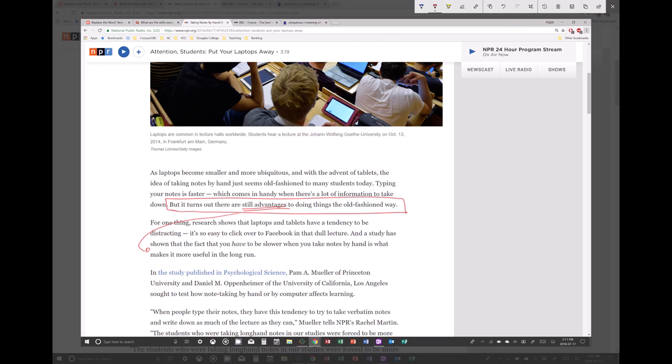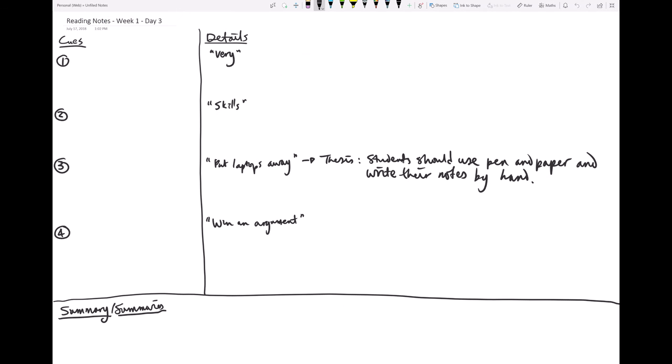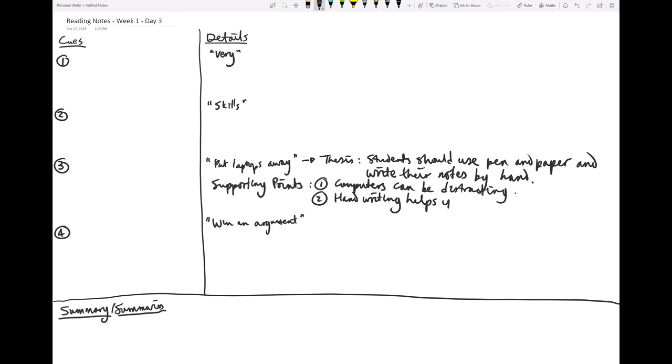So take time to read the article and see if you can find the supporting points to the thesis. For example, one of the supporting points could be: one, well, computers can be distracting, right? Number two, handwriting helps you slow down.